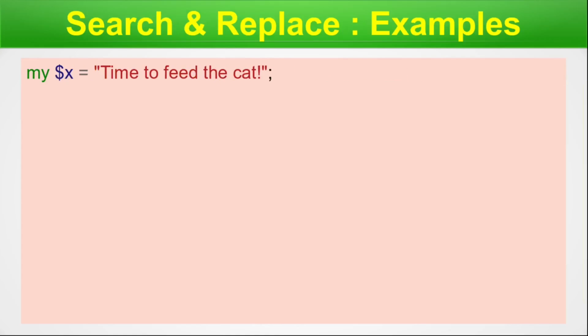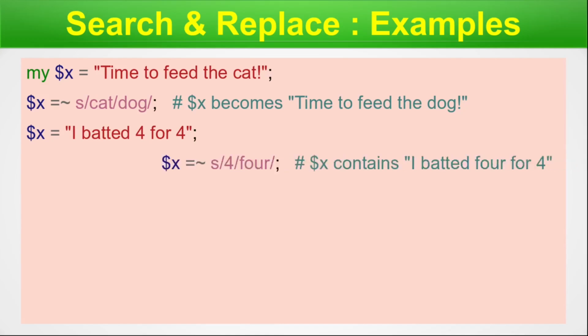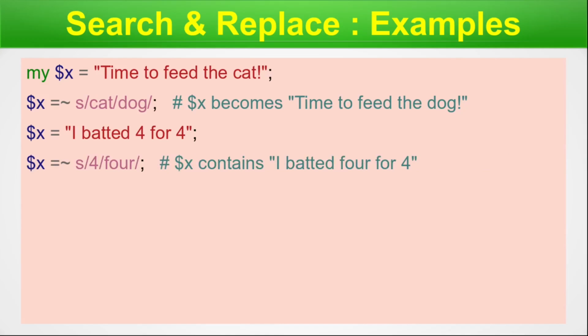Let's see some examples now. My $x is "time to feed the cat". Now we have $x =~ s/cat/dog/, and it becomes "time to feed the dog". So this is a very easy example. Now $x is "I battled 4 for 4". Now substitute 4 with the word four. It contains "I battled for 4 but for 4". What happens to the next 4 which is in numerics? It doesn't change because it's a non-greedy operation.